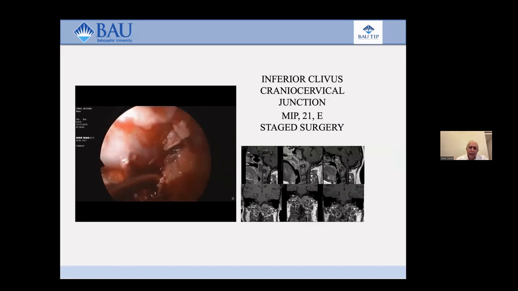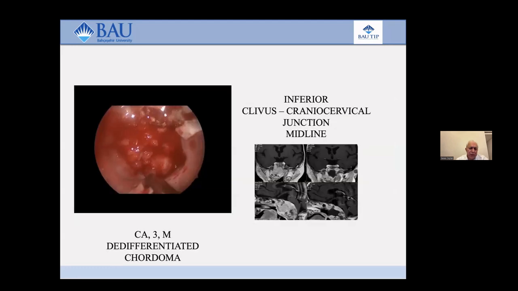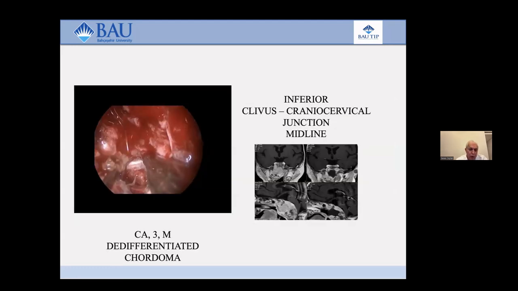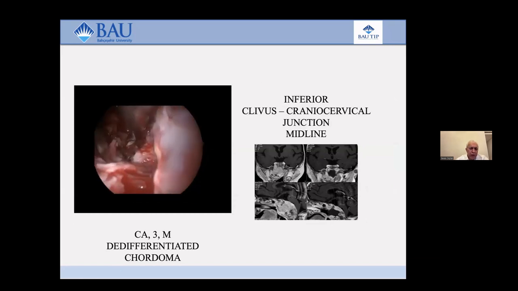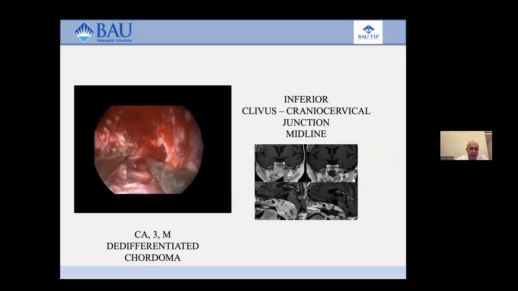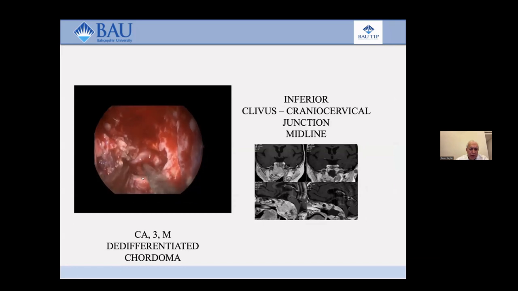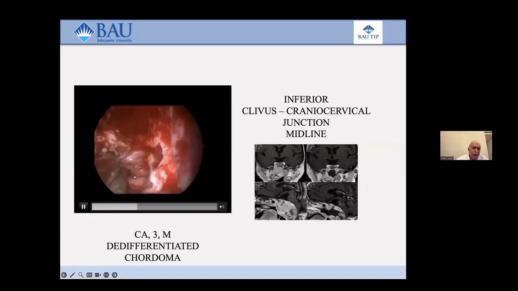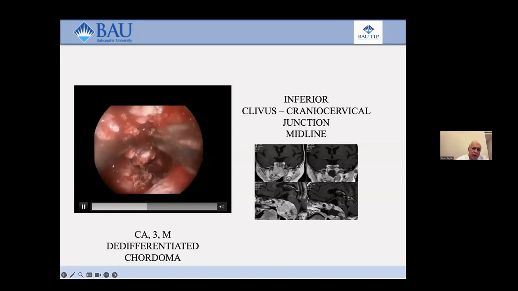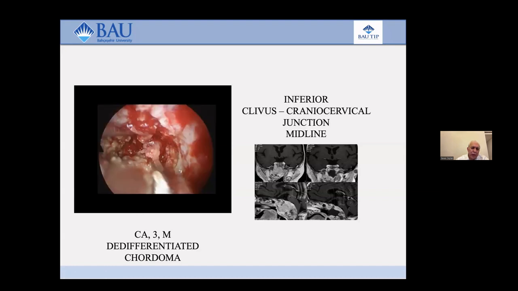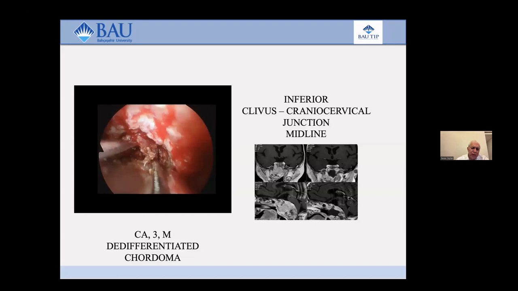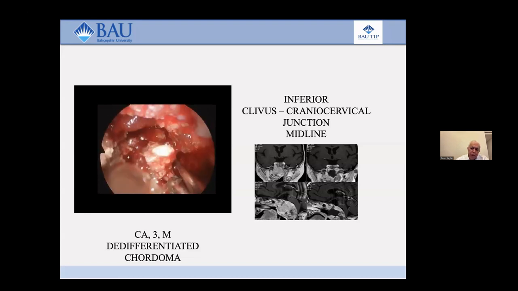The other case is a very interesting case, a 3-year-old boy. The tumor involved the craniocervical junction, and we reached C1. You can see C1 and the odontoid tip, and the tumor was dissected from the tectorial membrane, and this tumor was removed near totally. Pathological diagnosis: differentiated chordoma.